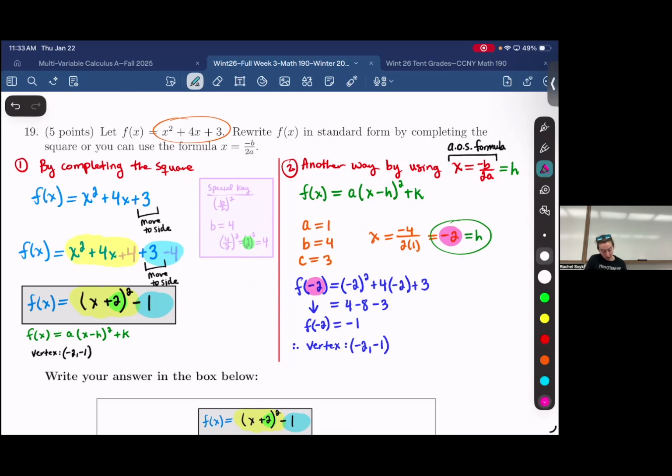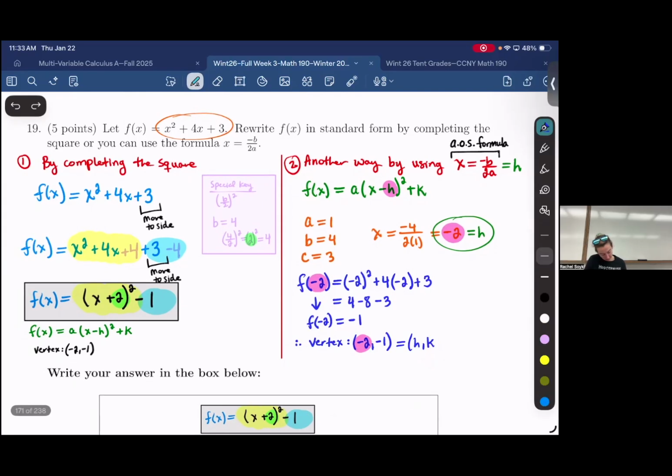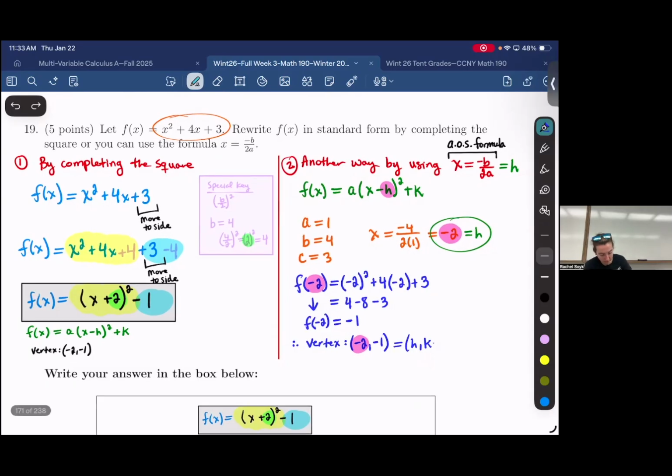And so now when we plug this into our h comma k, color code so you guys could see everything. So now when we plug it in, we get our result.